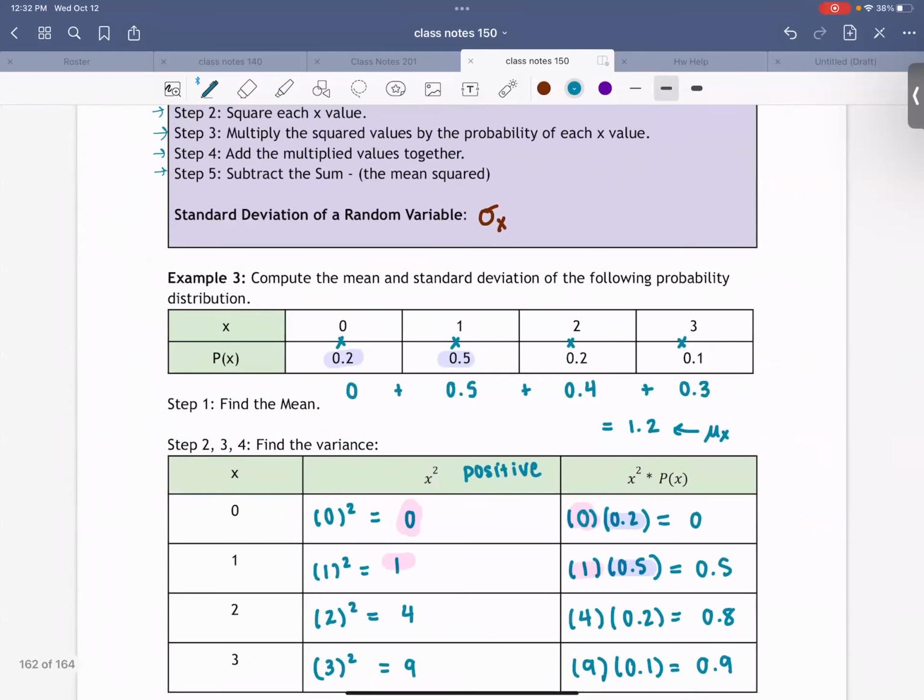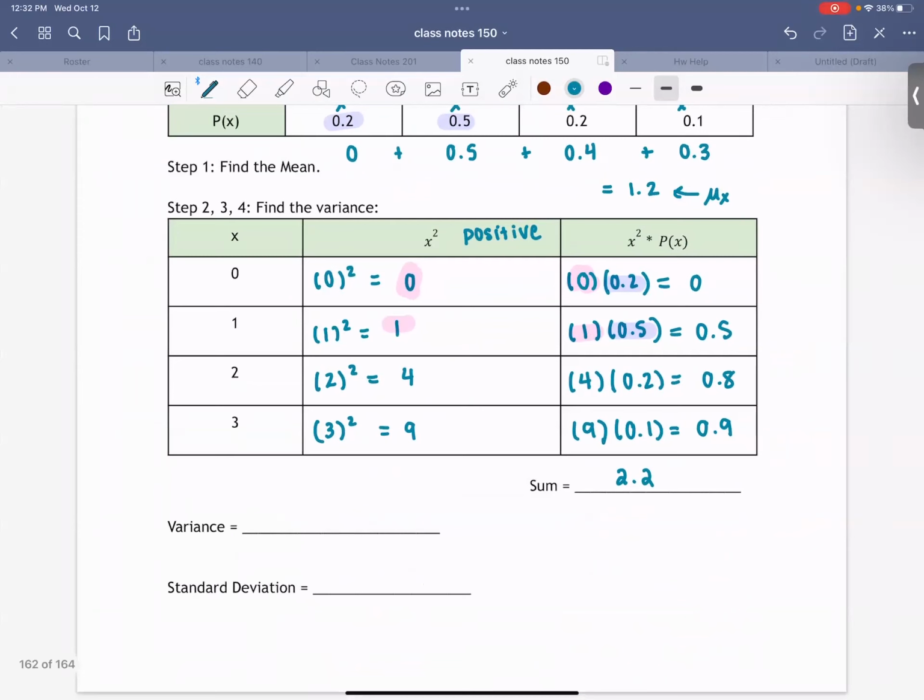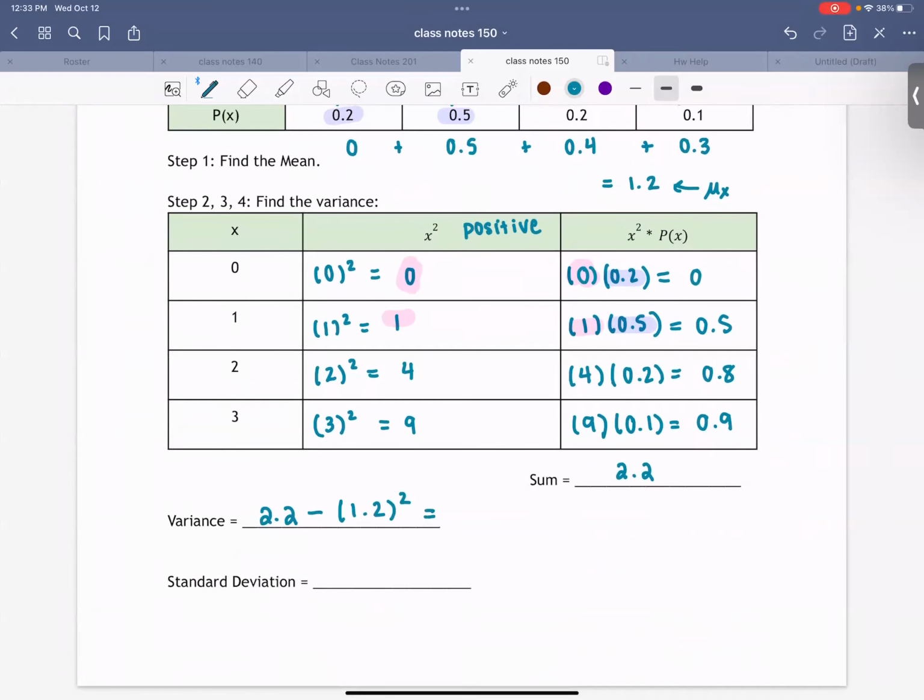Taking a look at step number 5, it says I need to subtract my sum, which is 2.2, minus what value squared? 1.2, good, but I also need to square it. So I need to subtract off the mean, squared. I recommend doing the squaring in your calculator first and writing it down because I always mess up. This is 2.2 minus 1.44. And when I subtract them finally, I'm getting 0.76. So what I did just now is I found the variance.